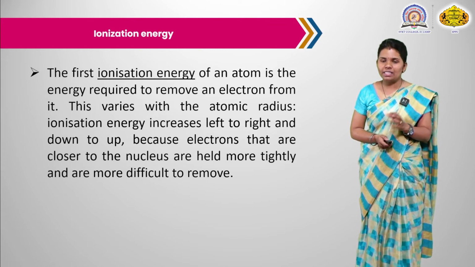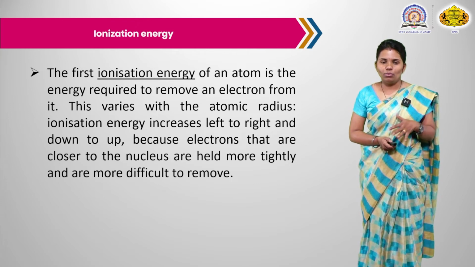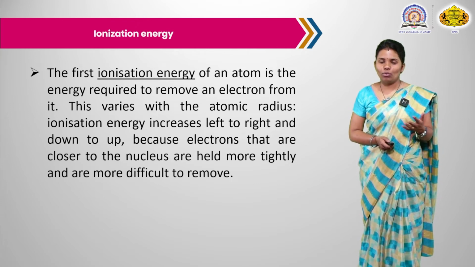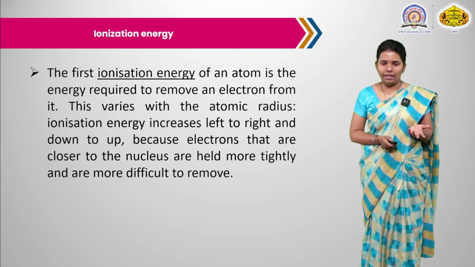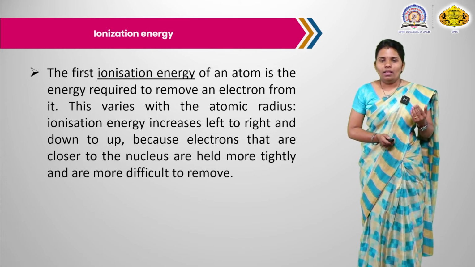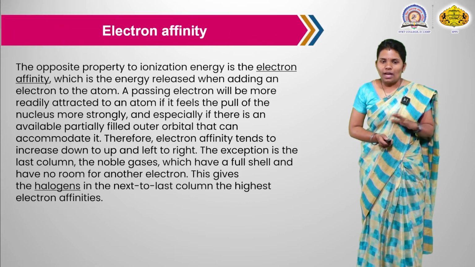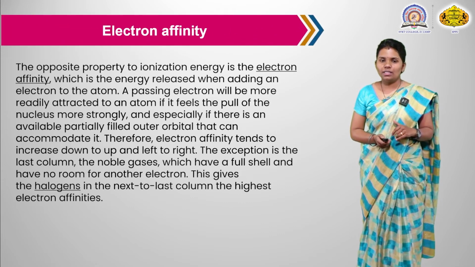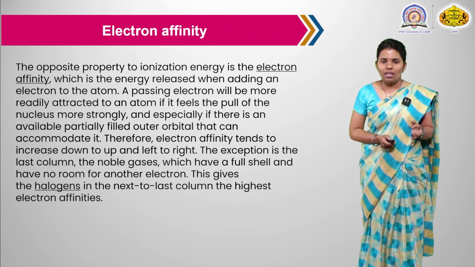Ionization energy increases left to right and down to up, because electrons that are closer to the nucleus are held more tightly and are more difficult to remove. So, this is all about the ionization energy. Next is the electron affinity.